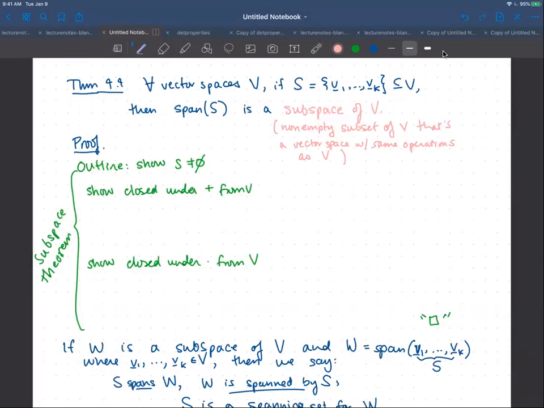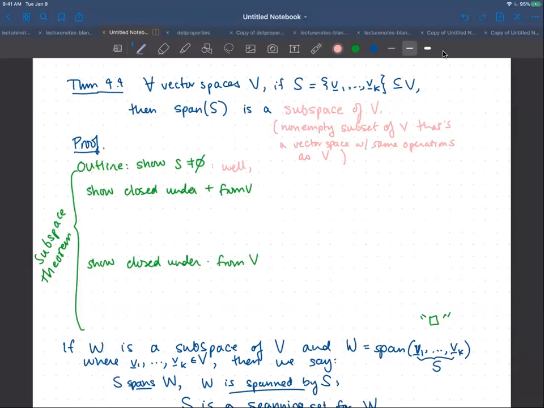So the subspace theorem tells us that if I want to show something is a subspace, I've got to show it's not empty, it's not the empty set. I've got to show it's closed under the addition from my vector space, and I've got to show it's closed under the scalar multiplication from my vector space. So let's think about why this thing is non-empty.